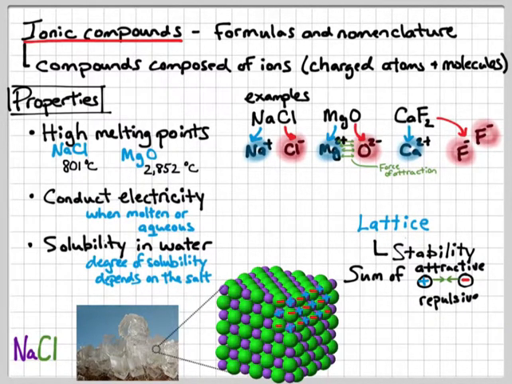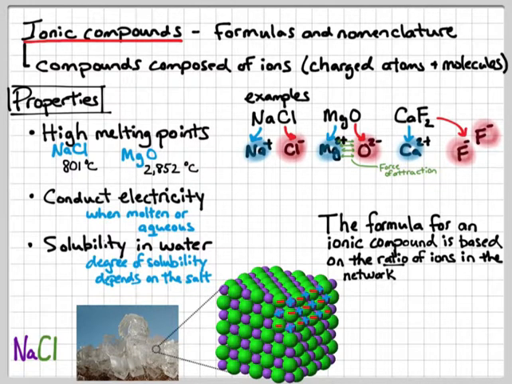Of course, there are also repulsive forces in the structure. Negative charges repel, and the positive charges repel. But the net stability, the sum of these attractive and repulsive forces, is still a very strong structure with very high melting temperatures.